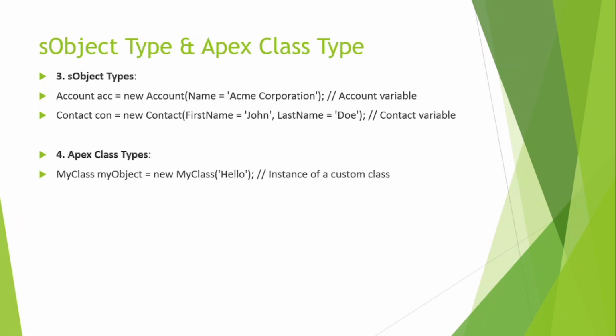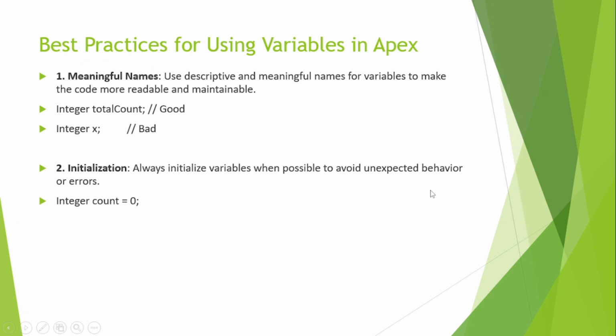Next, object type and Apex class type. As object types, Account acc equals to new Account, so name we are providing Acme Corporation. That is an account variable. Contact con equals to new Contact, so first name I am providing John, last name Doe, is a contact variable. Apex class types: MyClass myObject equals to new MyClass, hello, an instance of a custom class.